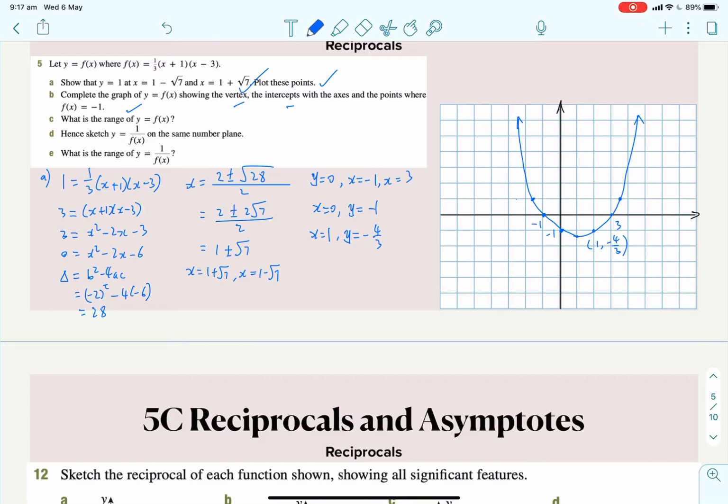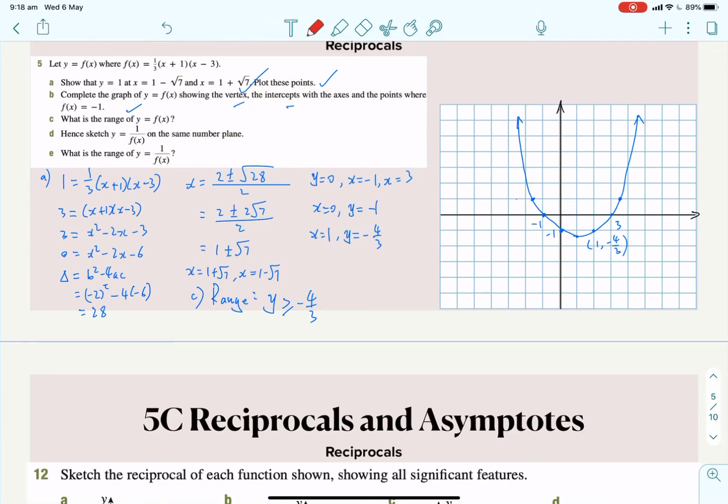Now, can we work out the range? So for C, the range for this original graph. Now, y can be everything above -4. That's another reason why we need to work out the vertex. So the range would be all real y. Wait, no, my bad. It's not. It would be y is greater than or equal to -4. Done. Cool.